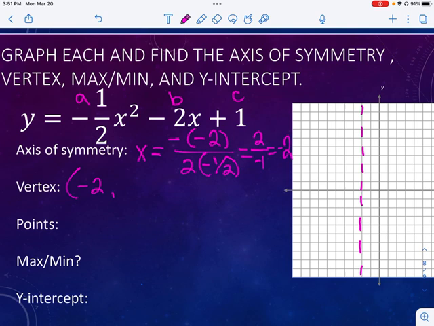Now I plug in my points over here. So I say 2, I plug that in. I work that out. So 2 squared is 4. Negative half of that is negative 2. And then negative 2 times 2 is negative 4. So that would get me a negative 2 plus the 1. That's going to get me a negative 3. So 1, 2, 1, 2, 3. So that's where my vertex is going to be at 2, 3. And now we go to find two extra points.